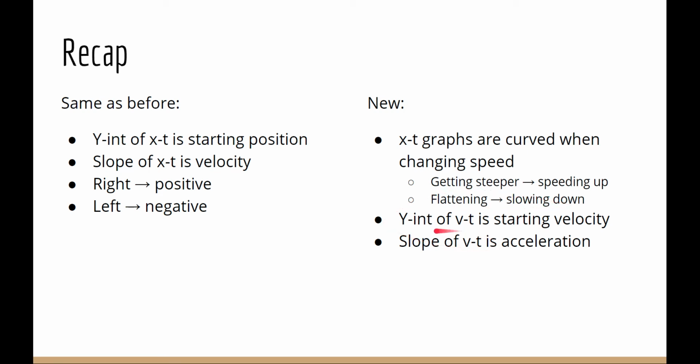On a velocity time graph, the y-intercept is just the starting velocity. Again, notice this parallel here. Y-intercept of position time is just starting position. Y-intercept of velocity time is just starting velocity. And then the slope of the velocity time graph is the acceleration. That's just the vocabulary word now for change in velocity per second. We call that acceleration, just like we called change in position per second the velocity.